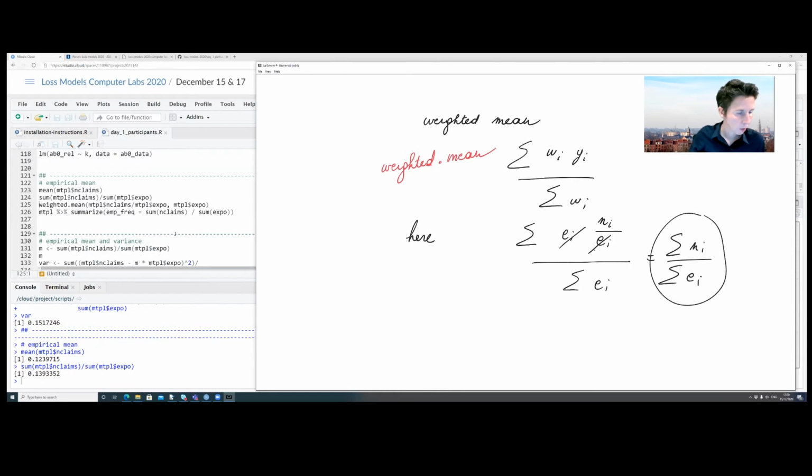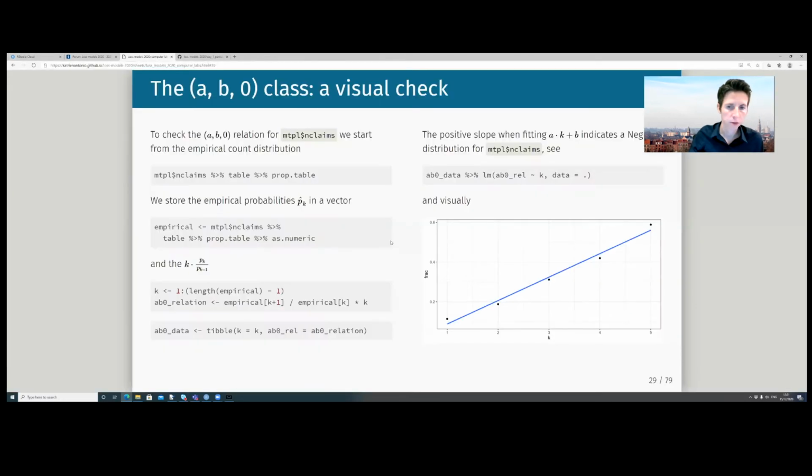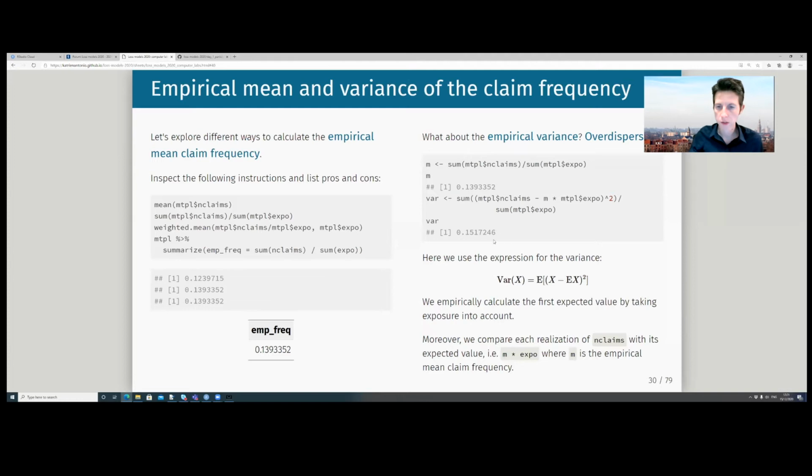Good. The empirical variance also deserves your attention, and I think it's best explained on the sheets because it's a bit more in detail. For the empirical variance, I'm going to implement the relation that you see over here by again accounting for exposure. So what we're going to say is the X, that's the N claims in our data set. But this N claims is registered over a certain period of exposure.